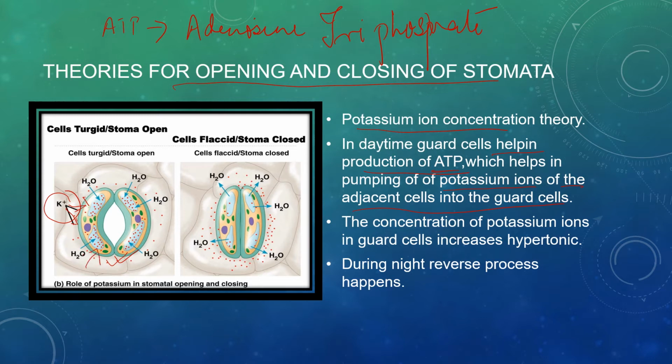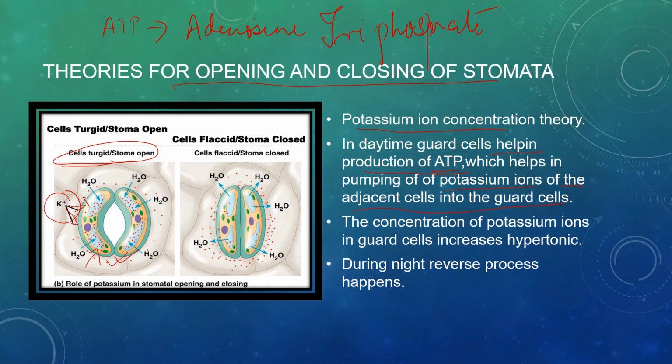So what is the meaning of hypertonic? That is, endosmosis will happen because the potassium ions are entering these guard cells. For the ATP production, the water from the adjacent cells will also flow into these guard cells. Is it clear to everyone? Now, as the water is moving into the guard cells, it is making the guard cells turgid. So now the guard cells are turgid and making the stoma open.